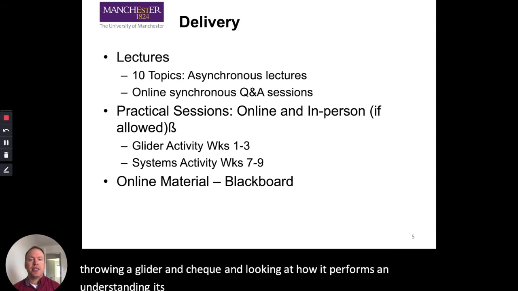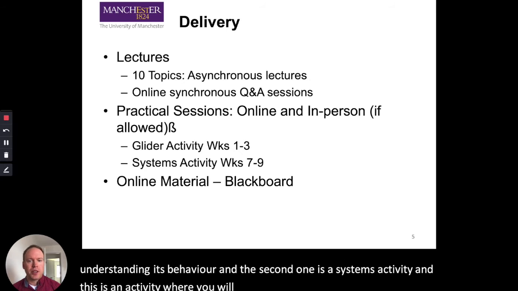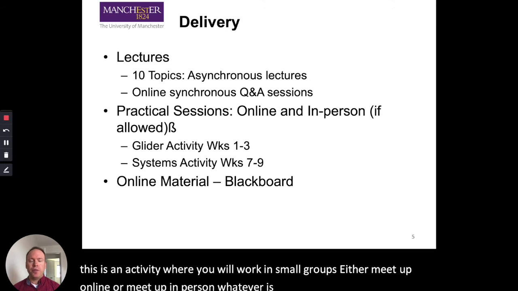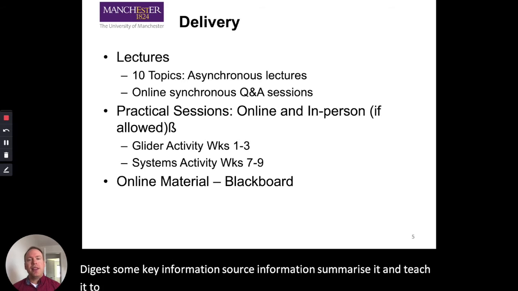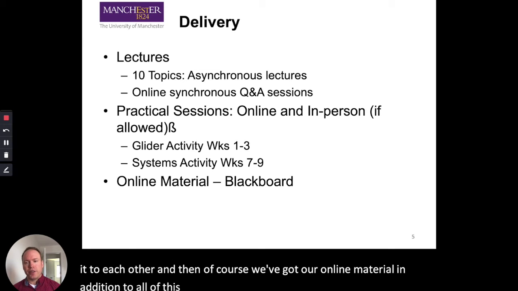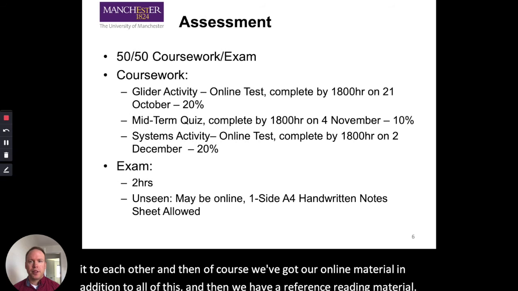And the second one is a systems activity. And this is an activity where you will work in small groups, either meet up online or meet up in person, whatever is most appropriate for you, to digest some key information, source information, summarize it, and teach it to each other. And then, of course, we've got our online material in addition to all of this, and then we have a reference reading material. Okay, so that's how we do our delivery.